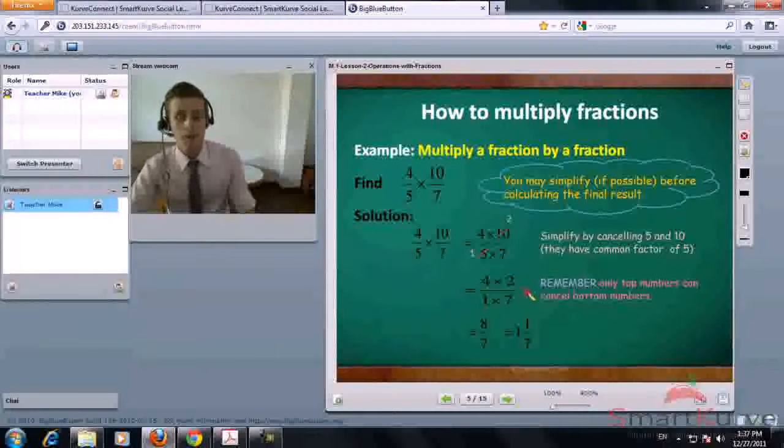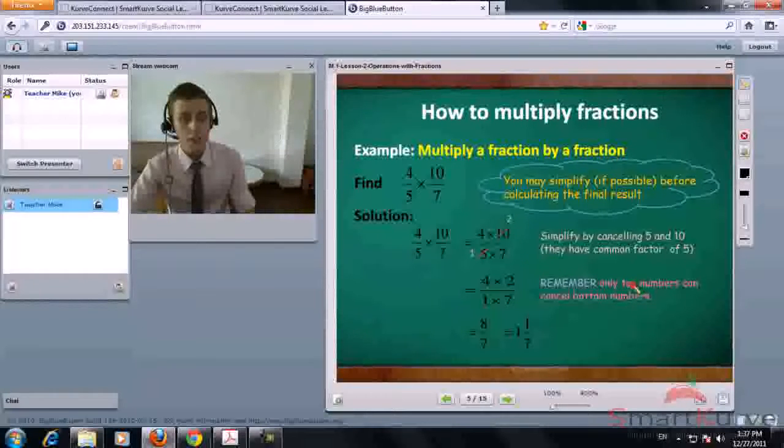How to multiply fractions. You may simplify, if possible, before calculating the final results. You simplify by canceling out common factors. Right here we see that 10 and 5 have a common factor of 5. So you can cancel out the 5, replace it with a 1, cancel the 10, replace it with a 2.